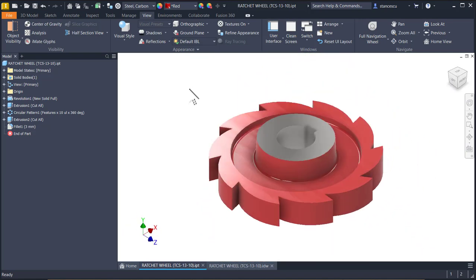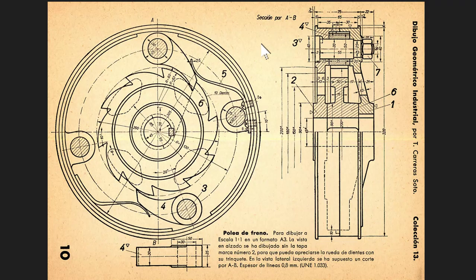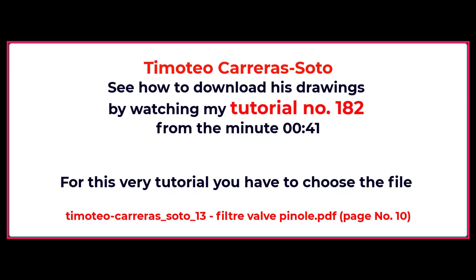Today we model this part, which is not so difficult for beginners. The source comes from Timoteo Carrera Soto, and you see here what that part is. This part is taken from Timoteo Carrera Soto drawings, and you can download it by watching tutorial number 182.